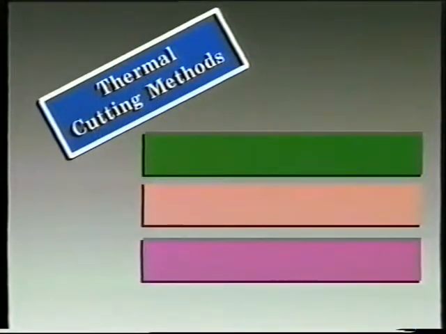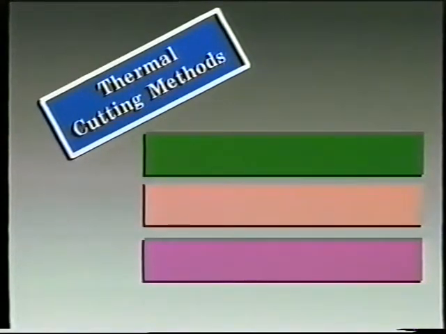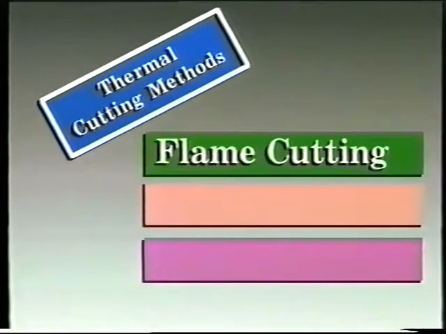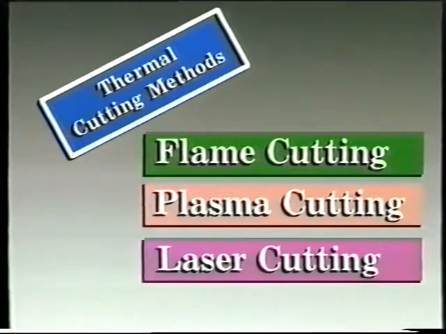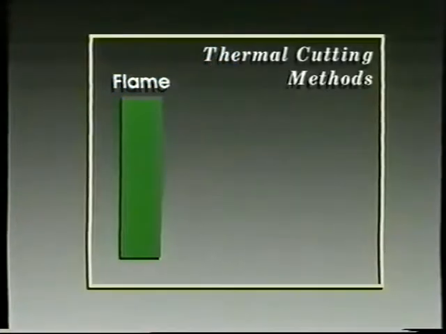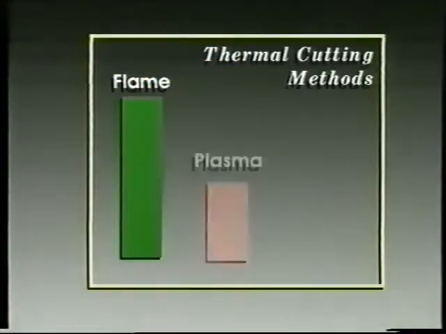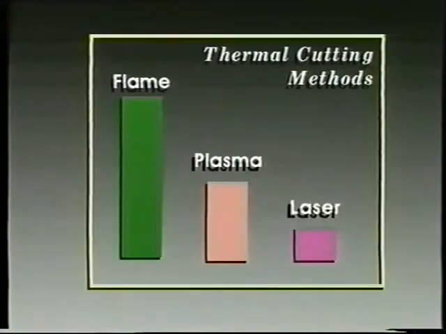The thermal cutting methods in use today can be classified into three main groups: flame cutting, plasma cutting, and laser cutting. Flame cutting is still the most commonly used method. In second place comes plasma cutting. Laser cutting is the least extensively used method. This is partly explained by the fact that it's the newest method of the three.